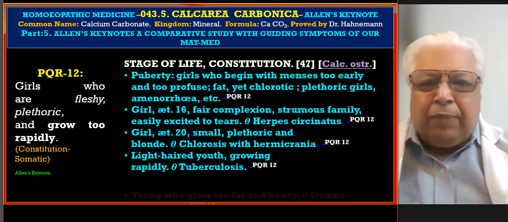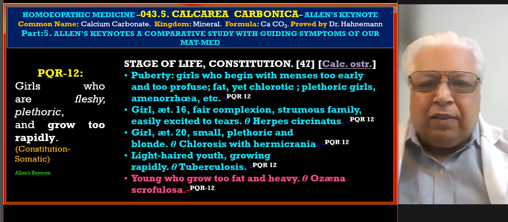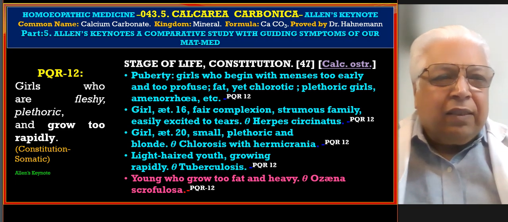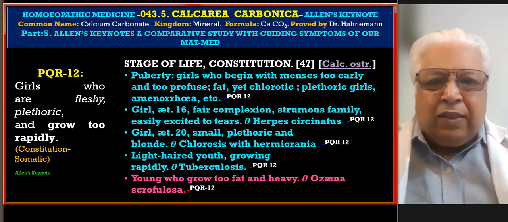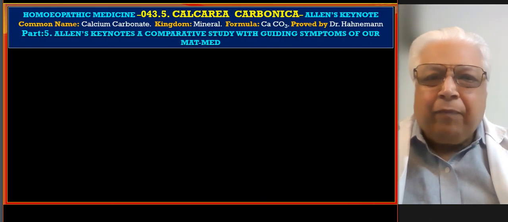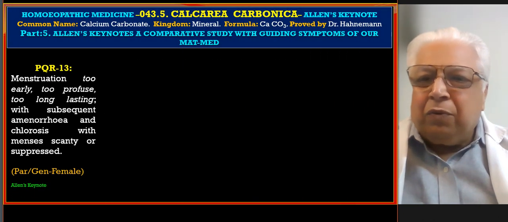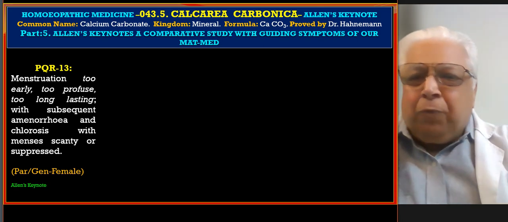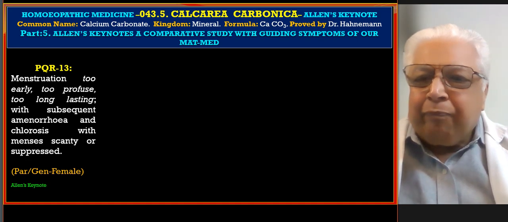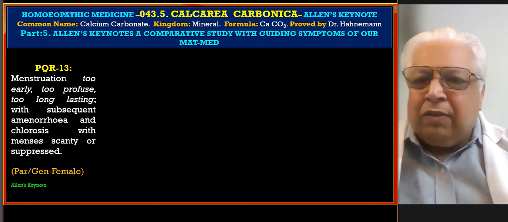Light-haired youth growing rapidly, in case of tuberculosis, young who grew too fast, too fat and heavy, and ozena and scrofula. These are the conditions where Hering has been using this remedy, and we find it is a first grade representation. Now friends, we go to the PQR 13, menstruation too early, too profuse, too long lasting, with subsequent amenorrhea and chlorosis with menses scanty or suppressed.